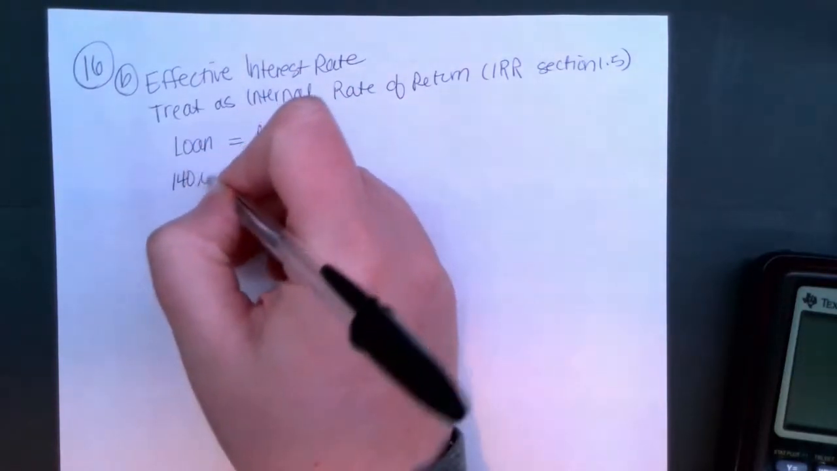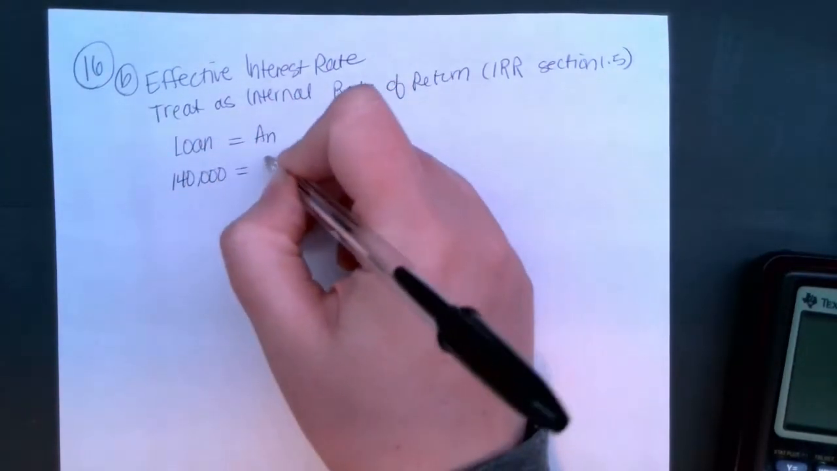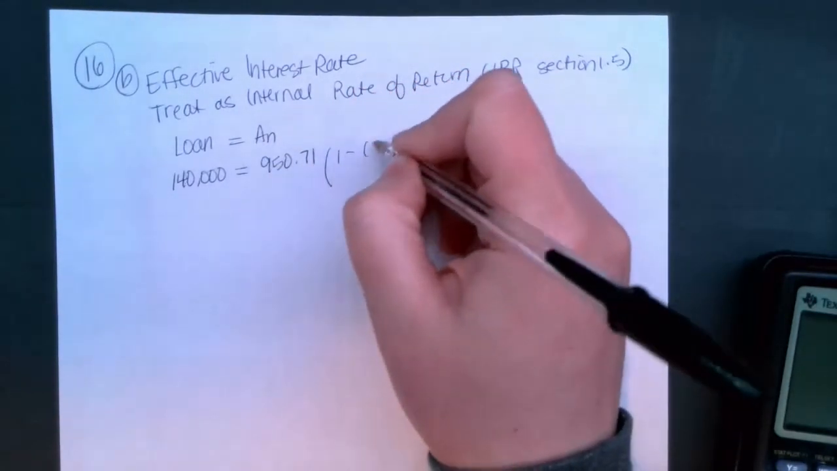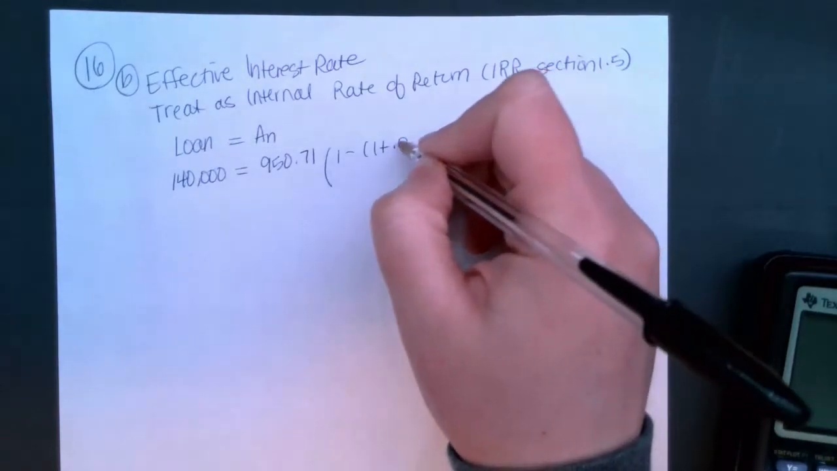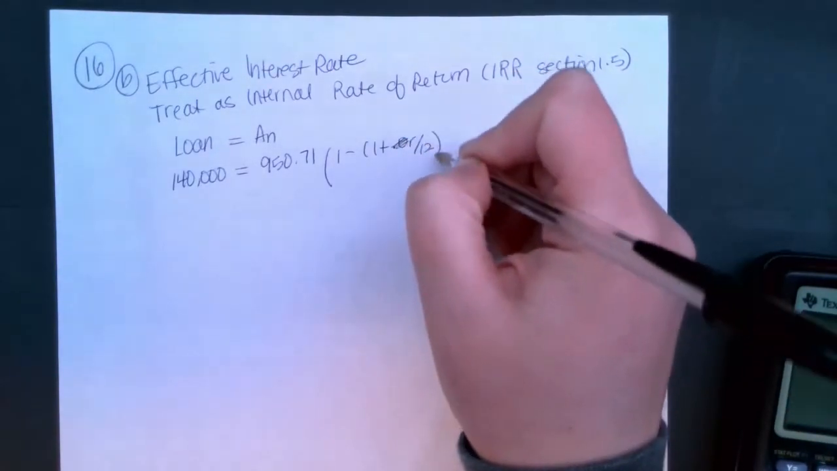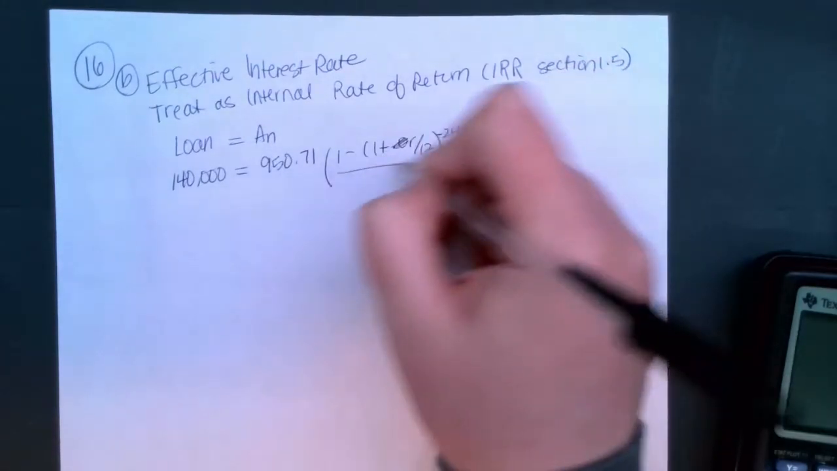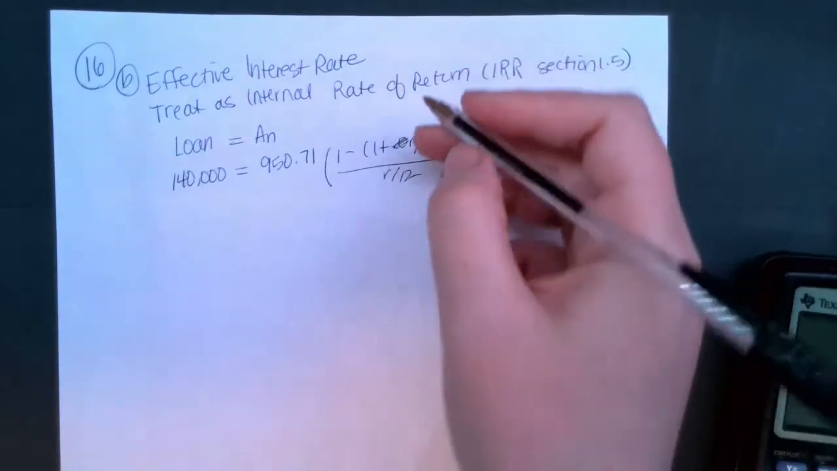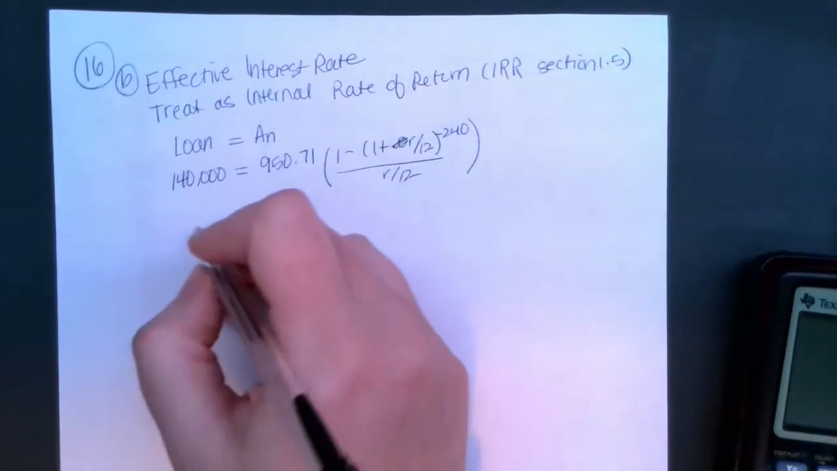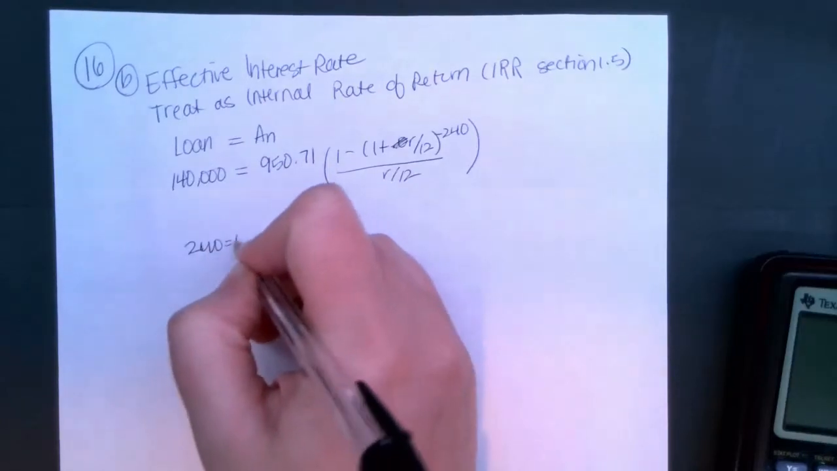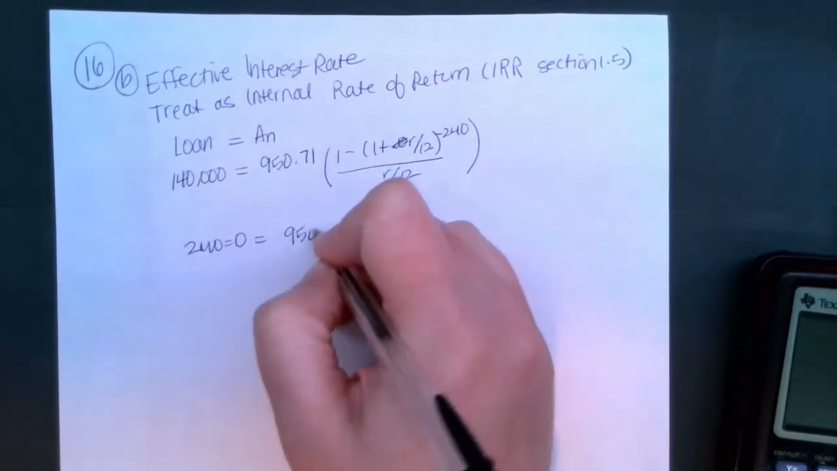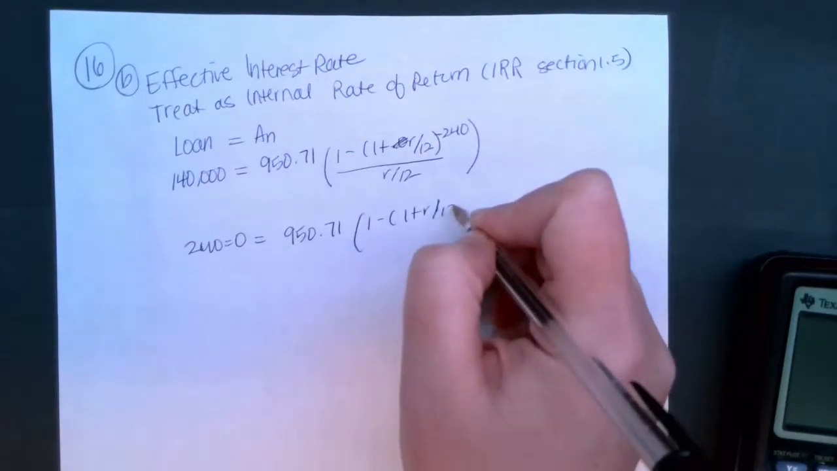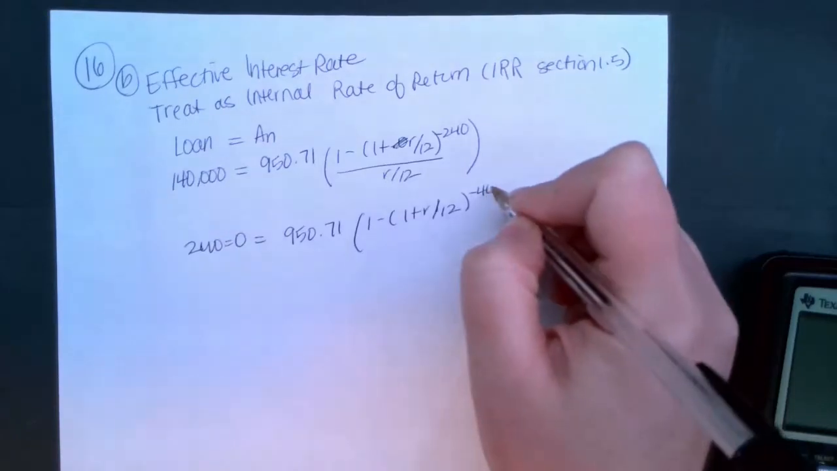So our loan amount is 140,000, and that's equal to 950.71 times 1 minus 1 plus R over 12, to the negative 240, over R over 12. Again here the idea is we're trying to find R. Find R, that's our internal rate of return. So we're going to set this equal to 0, just like we've done in the past, because it's a little easier to compare with how close or far away we are, instead of having these numbers with lots and lots of digits.